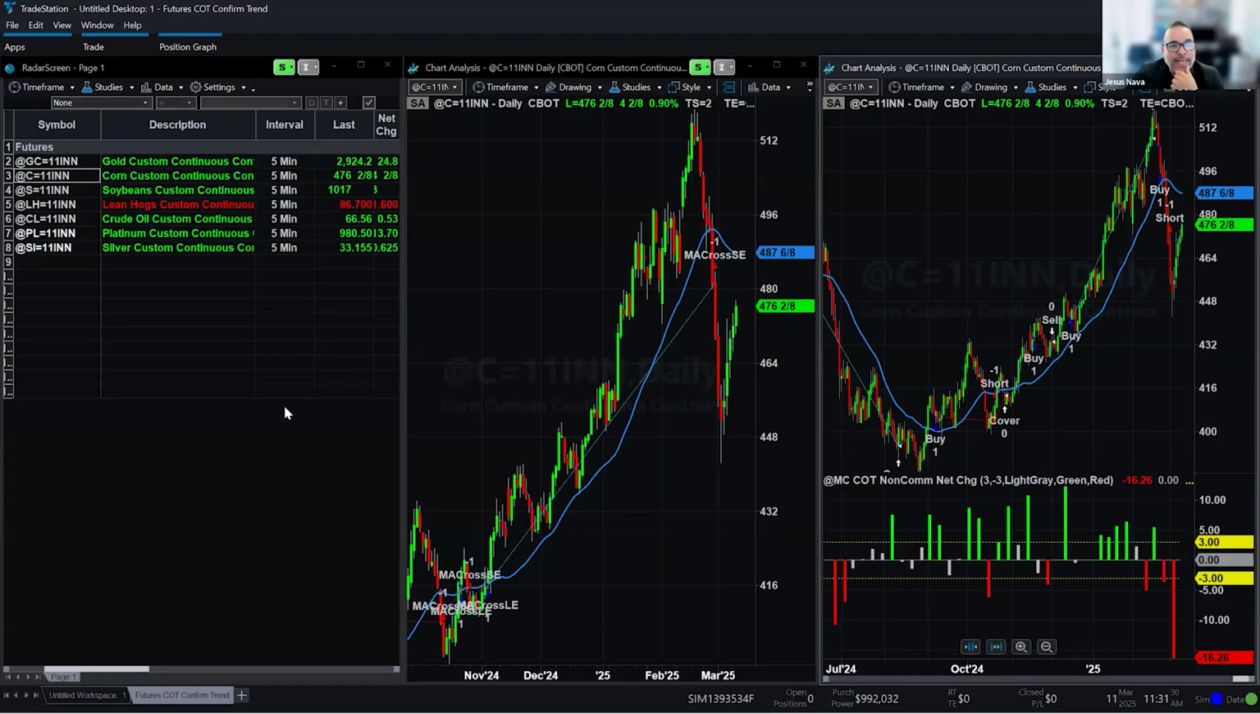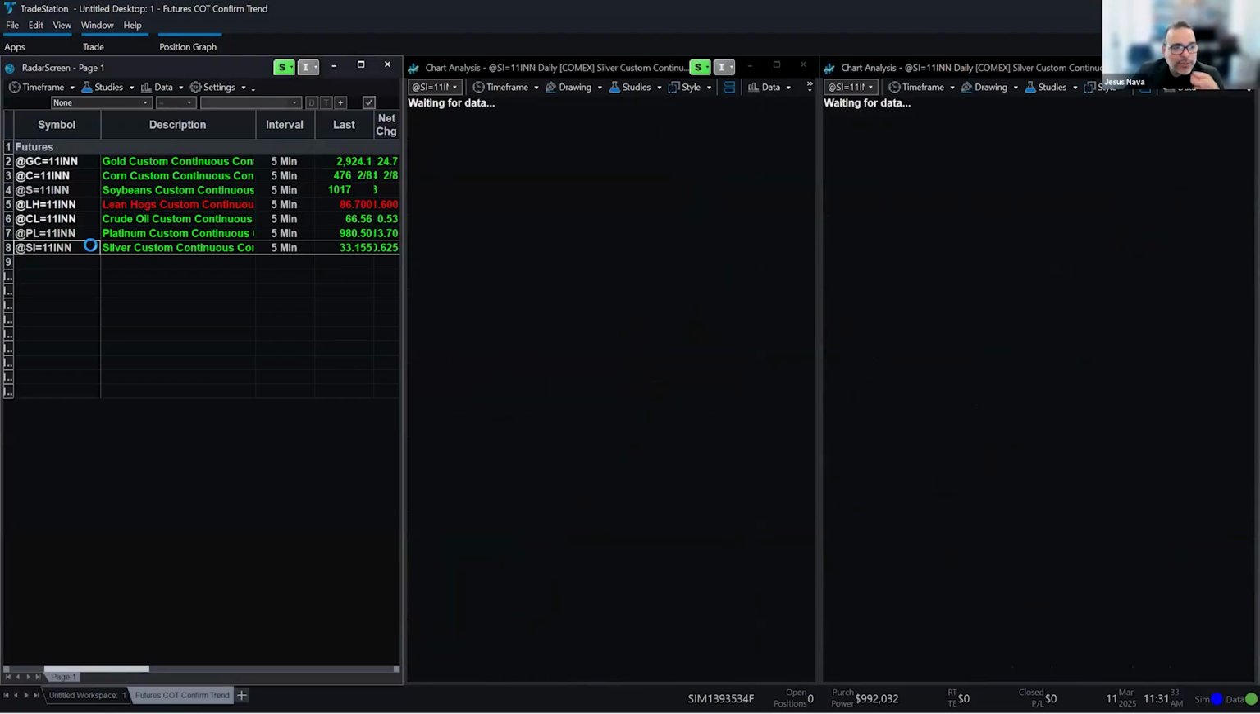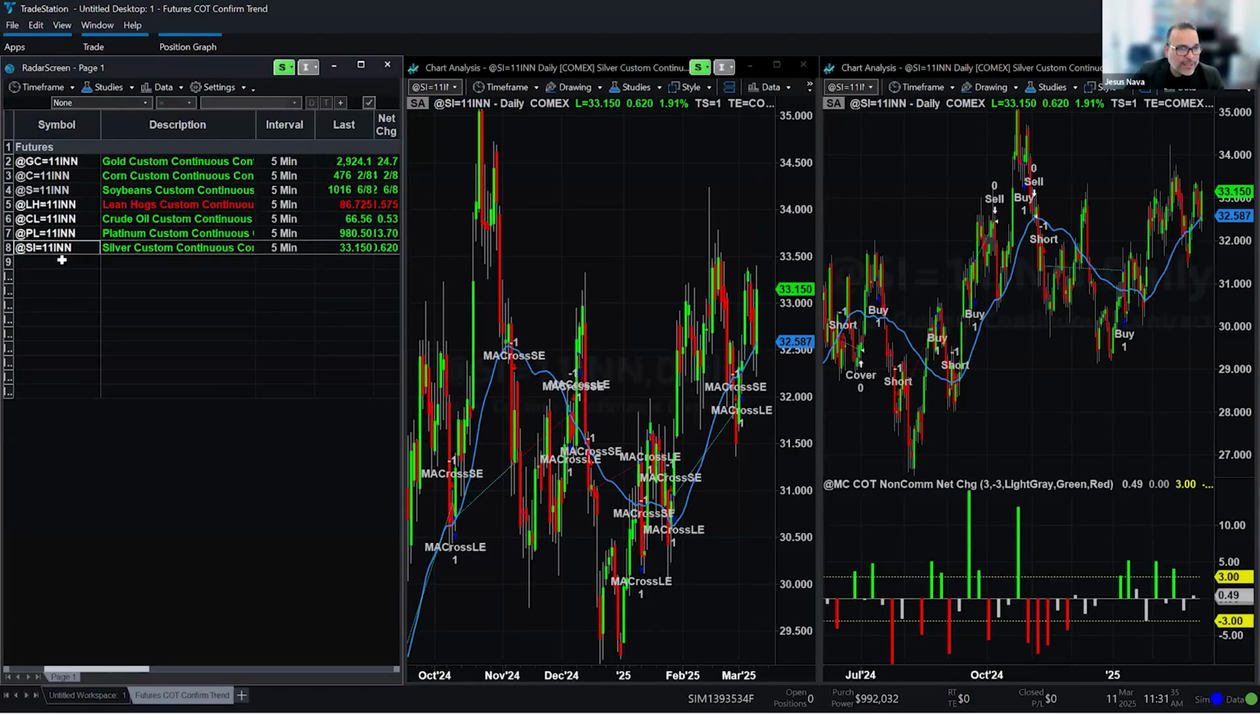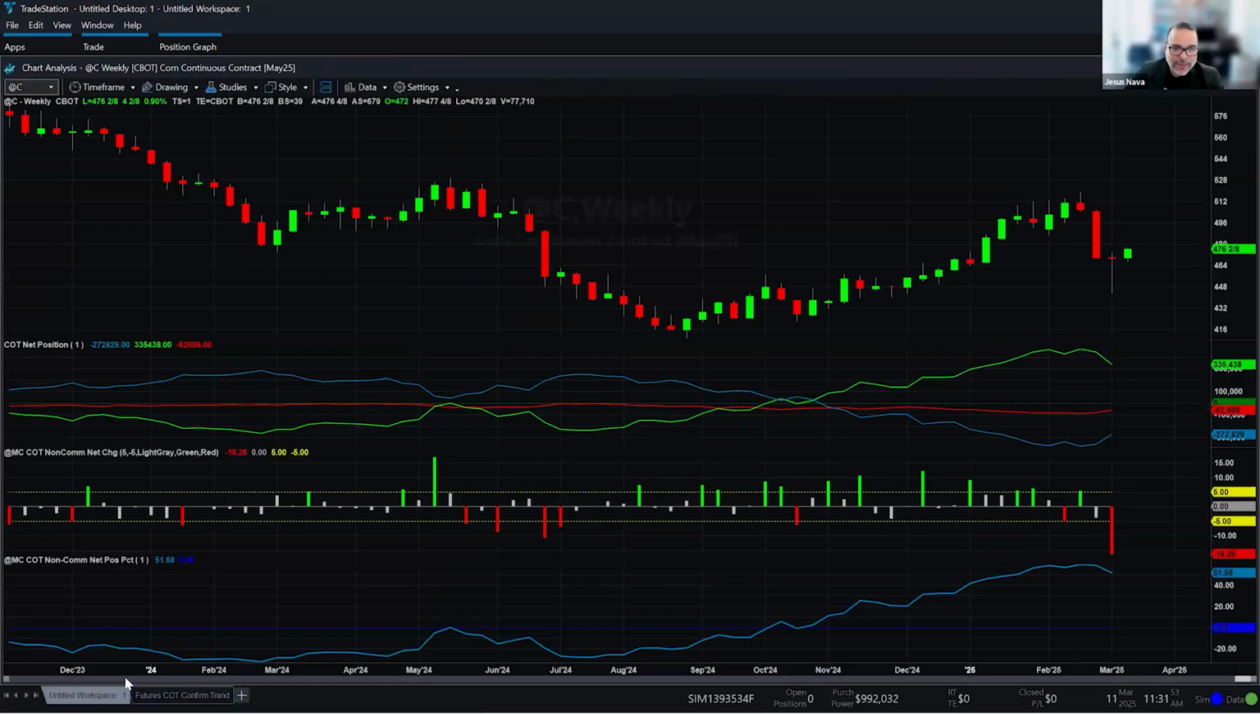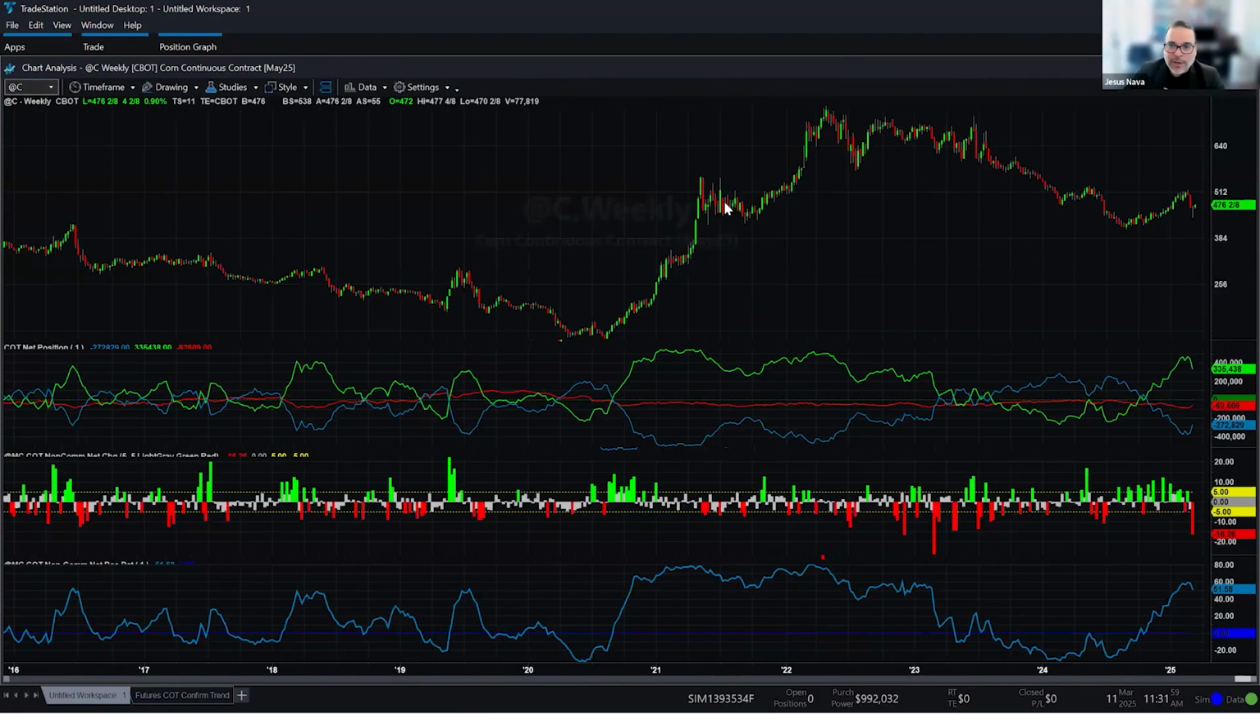Inside my radar screen, I'm not sure if you're aware of this symbology, but these are custom futures. Why do I have custom futures in here? It's because regular continuous futures symbols are back adjusted. Let me show you what I mean by that. Let me go to this workspace that I was in. Okay, this is corn on a weekly chart, and this is just a regular continuous symbol. I said that this is back adjusted, right?